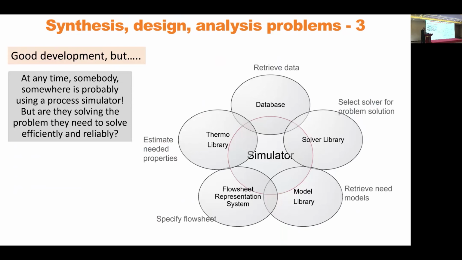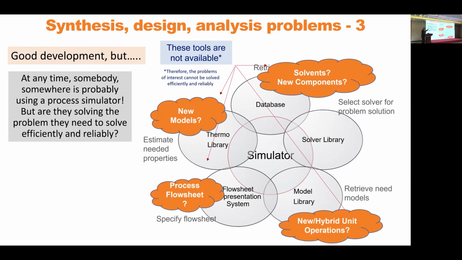Now I go to the next step. We have talked about all these complex problems that we want to solve, and we have the process simulator, which I would say is a good development, but there are problems that we cannot solve. At any time, somebody somewhere is using a simulator, so that's a very good development coming from process systems engineering. But it cannot solve the problems if it does not have a flow sheet, if it does not know the catalyst, if it does not have the unit operation or model. So how do we take these into account?